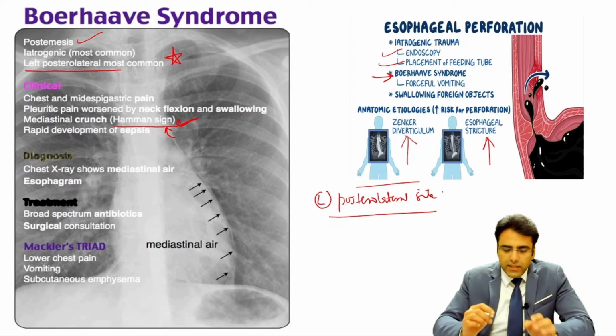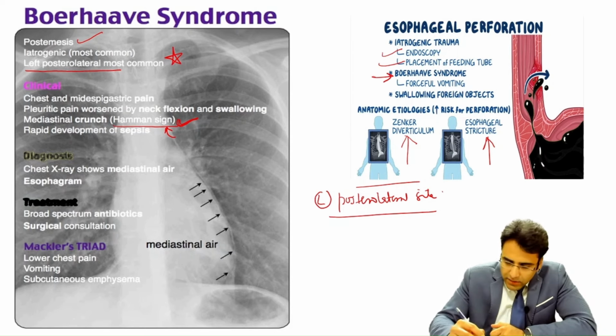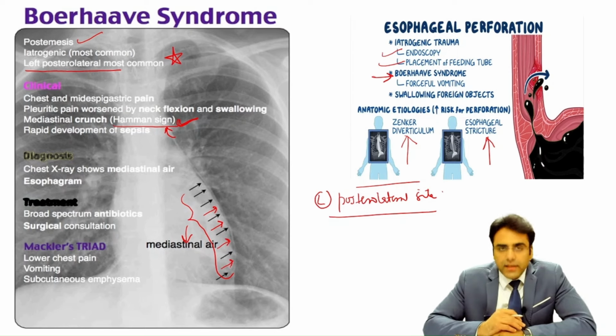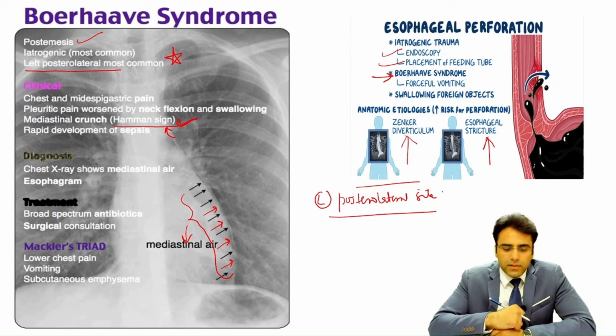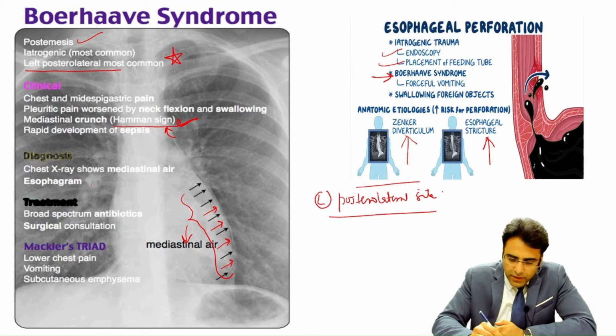Diagnosis is we go for chest X-ray. It shows mediastinal air. As you can see, these arrow marks show what? They are showing mediastinal air in the mediastinum. Clear? And it is due to the air which has entered into the mediastinum due to perforation of the esophagus. After that, the esophagogram is done.